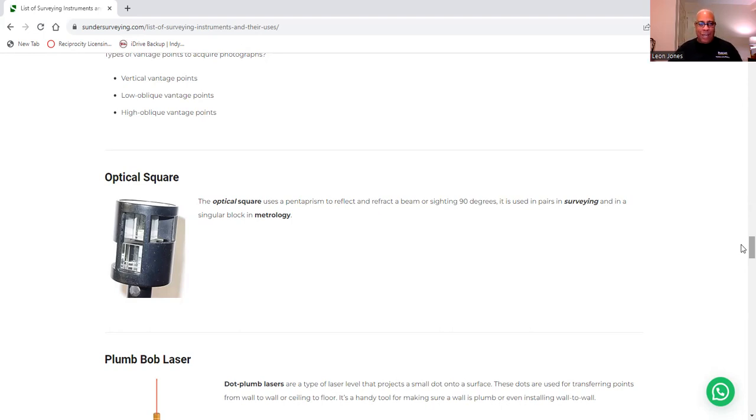Let's go over that again. An optical square. You see some of those out there, but basically, you see a lot of electronics out there. You have prisms out there, but the optical square uses a pentaprism to reflect and refract a beam or sighting 90 degrees. It is used in pairs in surveying and in a singular block in metrology.